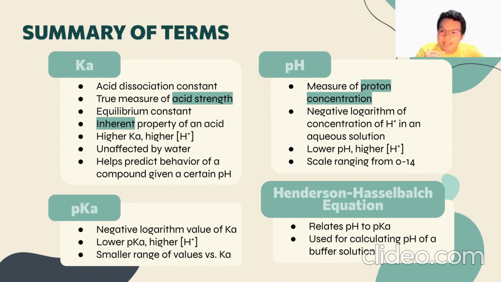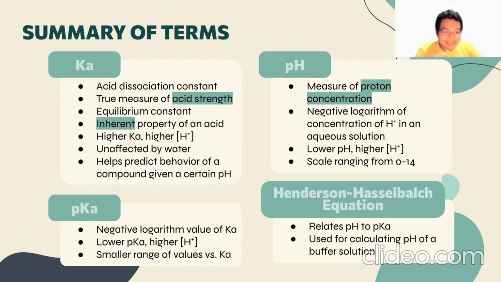So the pH is a scale. It ranges from 0 to 14. But for strong acids and strong bases, they can exceed the scale. So for strong acids, they may yield values of -1, -3. And then for strong bases, they can exceed and have pH values greater than 14.